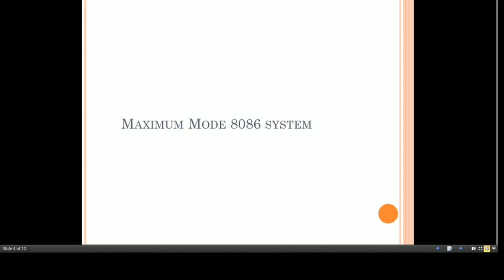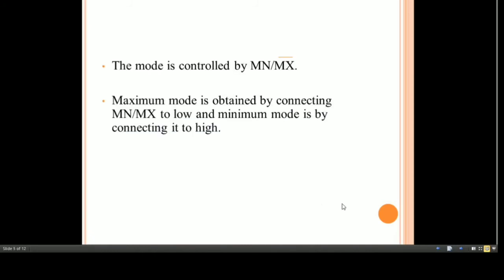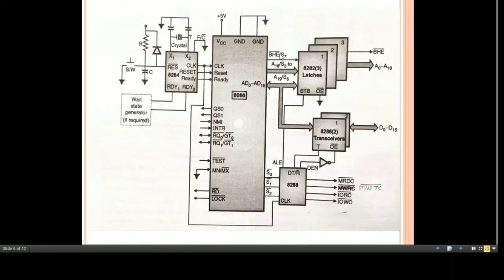Now we'll see the next configuration, that is maximum mode configuration of 8086 system. So the mode is controlled by again the same pin, that is MN/MX bar pin. The maximum mode is obtained by connecting this pin to ground, and minimum mode is obtained by connecting this pin to +5 V. So for maximum mode, this pin is connected to the ground. Here this is the block diagram of maximum mode system. This is also called the maximum mode minimum system.